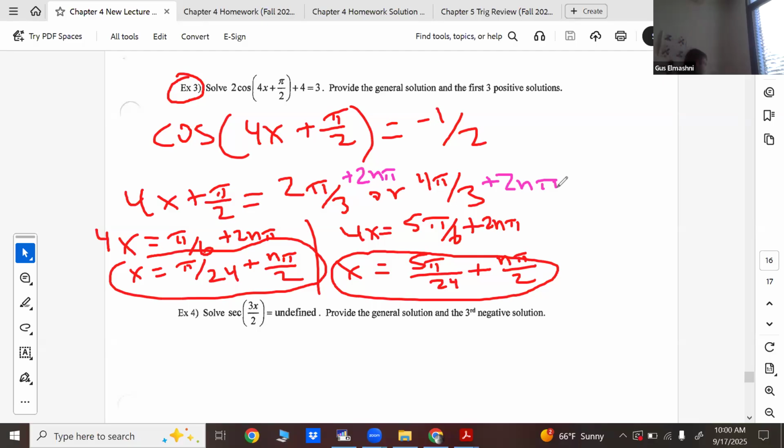What was the step after we found where cosine is -1/2? After that, I subtracted pi over 2. From 2 pi over 3, so I did 2 pi over 3 minus pi over 2. So 2 pi over 3 is 4 pi over 6, and pi over 2 is 3 pi over 6. You just have to find the LCD, the common denominator. And likewise for 4 pi over 3 minus pi over 2.